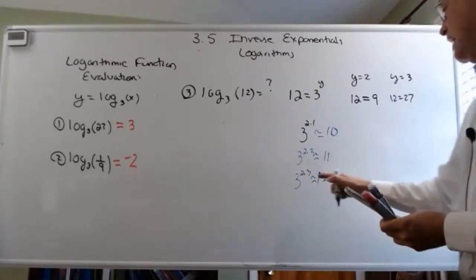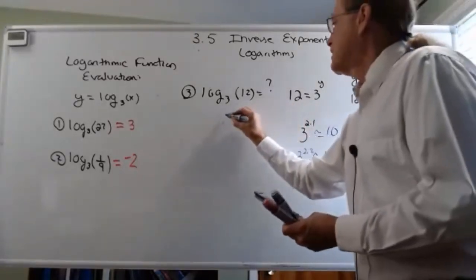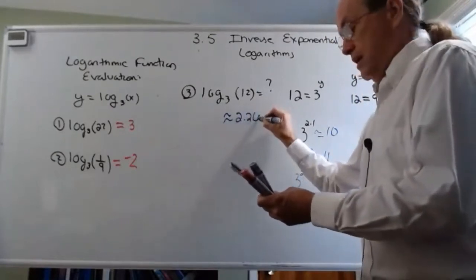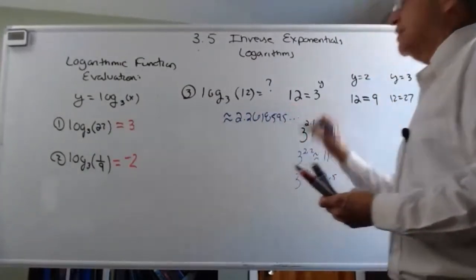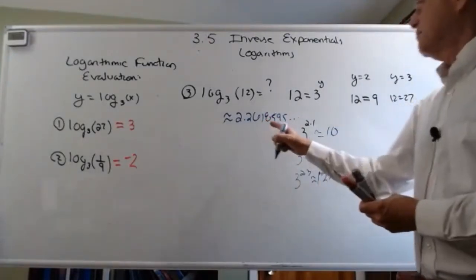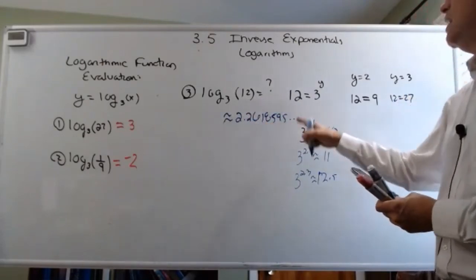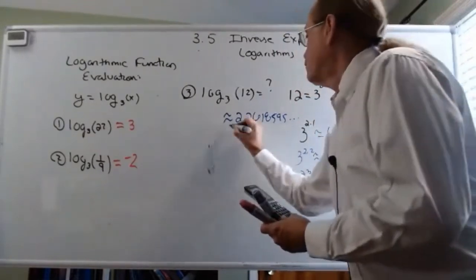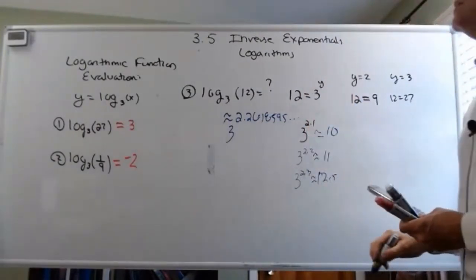On my calculator, the approximation is approximately 2.2618595, etc. It's an irrational number, and it keeps going on. So if I take my log in the base 3 of 12, that's the number I get. Meaning 3 to that power is equal to 12, and you can try that on your calculator, you see it does work.